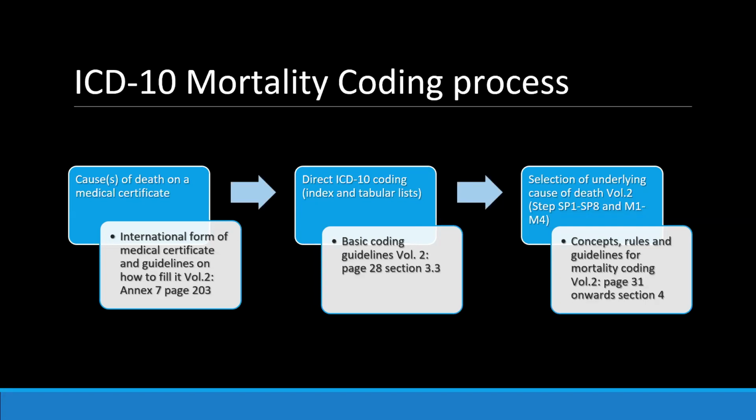This slide is a reminder of the ICD-10 mortality coding process. First, the mortality classification rules and guidelines in ICD-10 Volume 2 are applied to cause of death information reported on the Standard International Medical Certificate of Cause of Death. Next, an ICD-10 code should be assigned to each cause of death reported. Basic coding guidelines can be found in Volume 2 of ICD-10. And finally, the mortality classification rules and guidelines found in Chapter 4 of ICD-10 Volume 2 are applied to the coded information on death certificates.